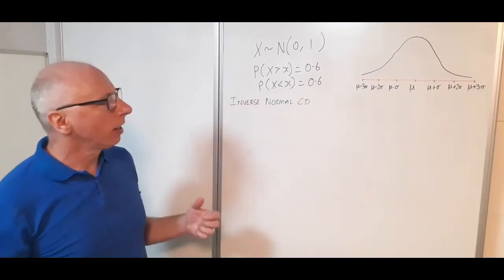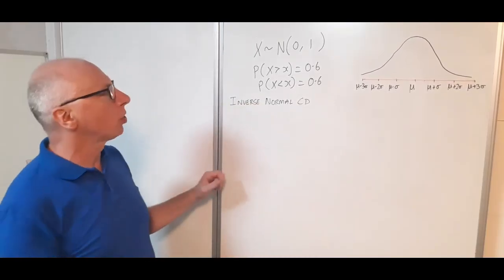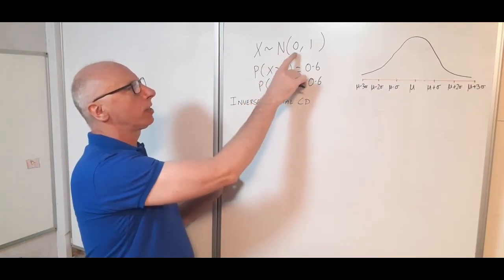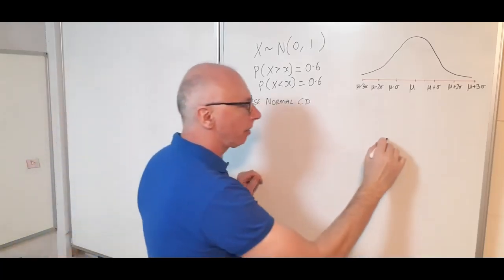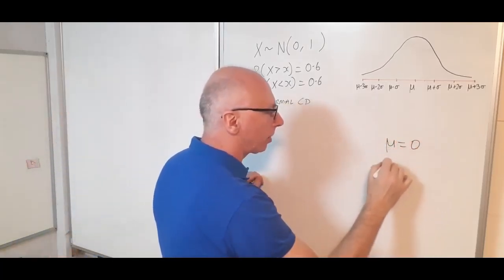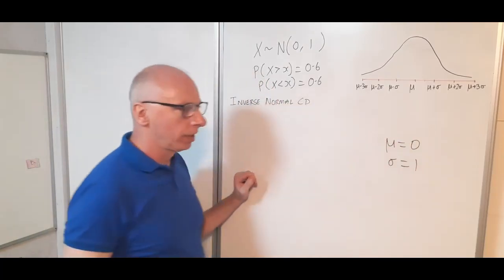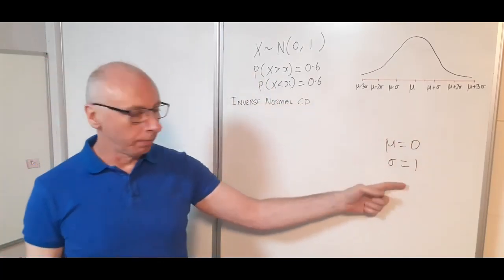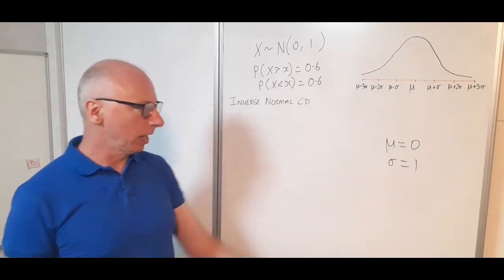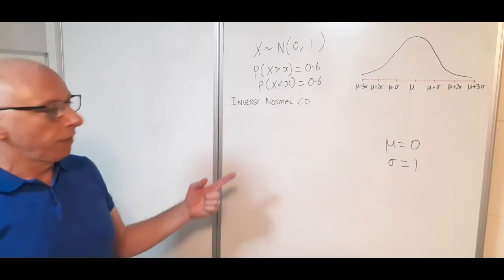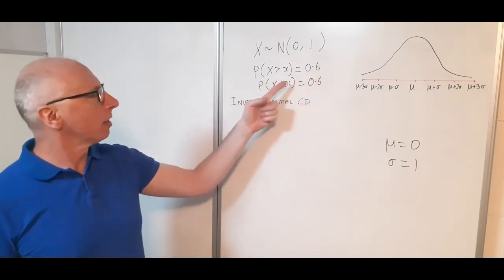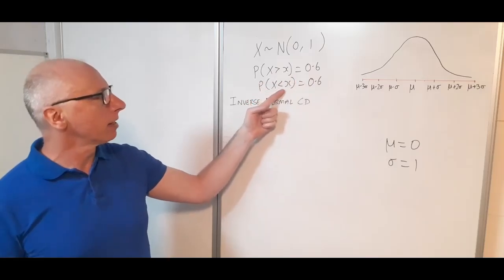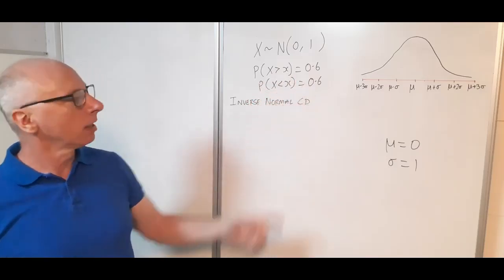So in this question here, we've got the standard normal distribution. X is distributed normally 0, 1. So what that means is that the mean is 0 and the standard deviation is 1. And also the variance is also 1 by virtue of 1 squared is 1. So we want to find the probability x is greater than x equals 0.6, and the opposite, probability x is less than x equals 0.6.